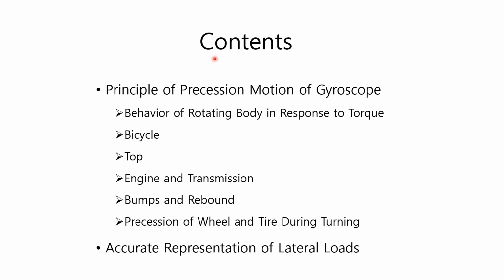In this video, I will explain the principle of gyroscope precession in detail, using the behavior of a rotating body in response to torque input as an example, and then explain real-life examples, such as a bicycle and a spinning top. Next, I will explain the gyroscopic precession effects on a vehicle for rotating parts of the engine and transmission, bumps and rebound, and wheel and tire. Finally, I will explain the exact expression of lateral load transfer.